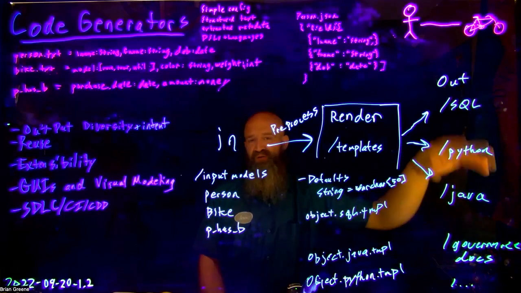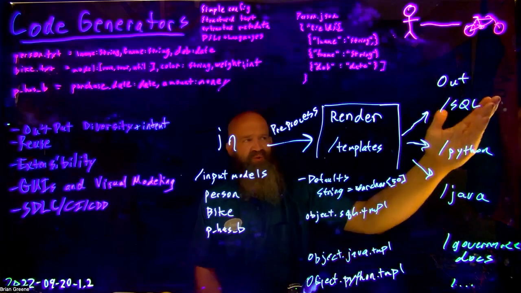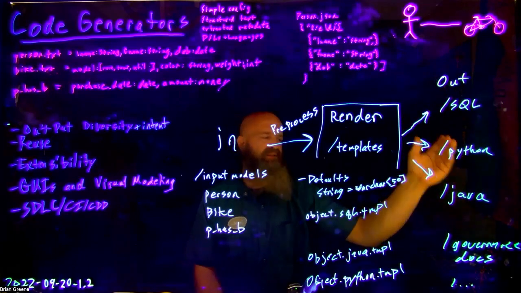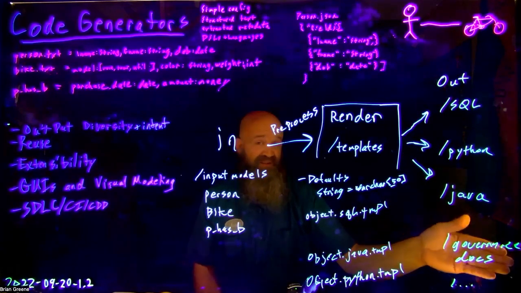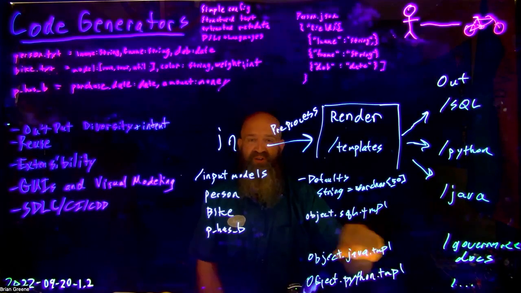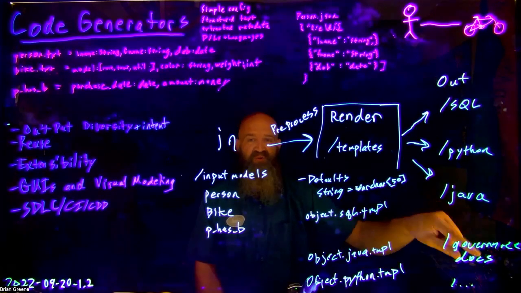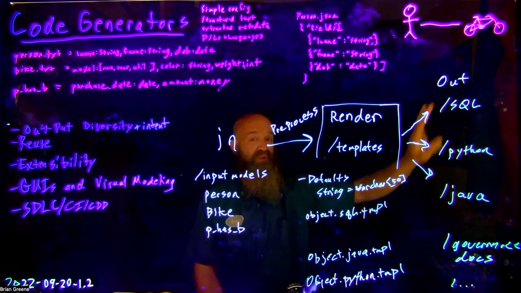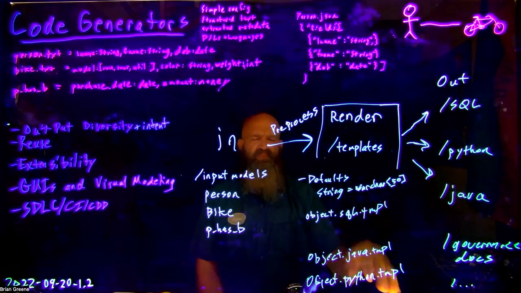So here's a bunch of cool kinds of things we're going to produce. We're going to produce SQL, Python, Java, governance documentation. For this one, we're going to generate some code and then later use that through another code generator to generate really nice documentation. A bunch of other things you could produce.